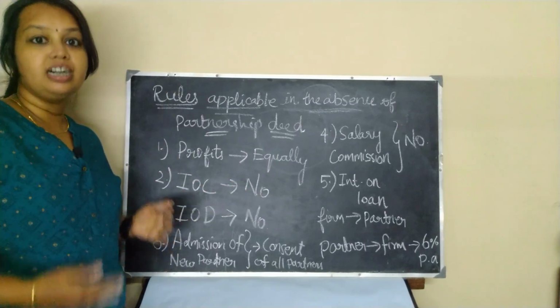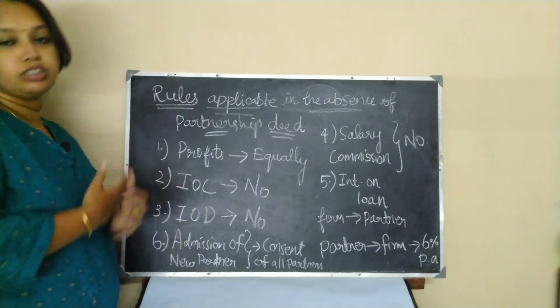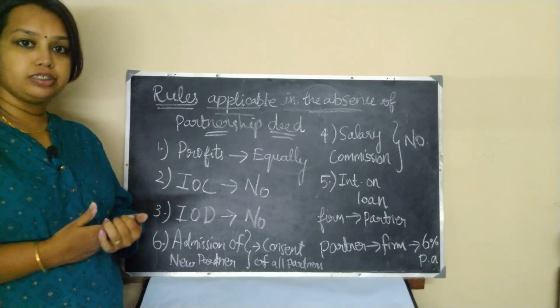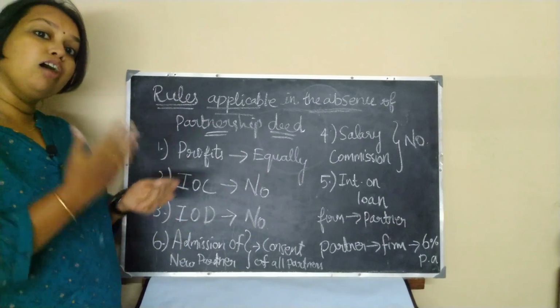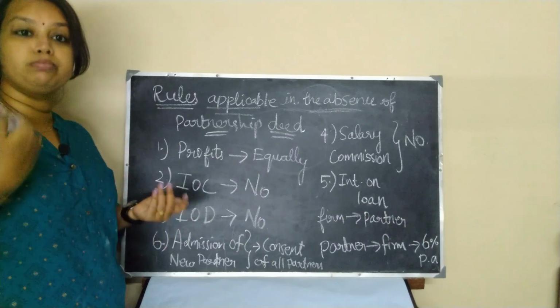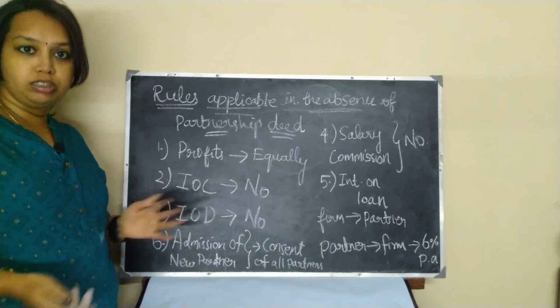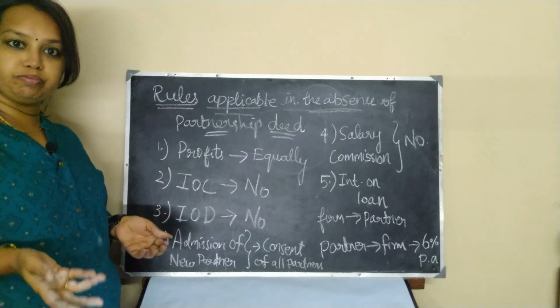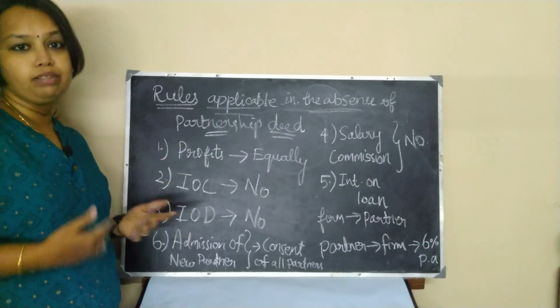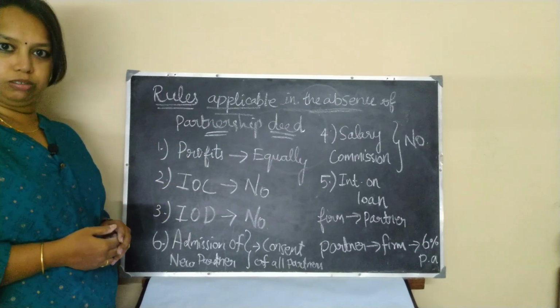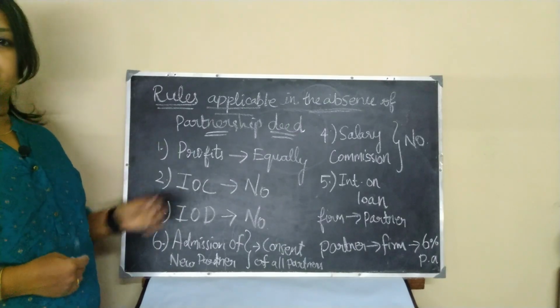Now we will see the rules applicable in the absence of a partnership deed. If there is a partnership deed, we will know the rules of how to divide the profits, how to take up the salary and commission. If there is no partnership deed, these are the rules that are applicable for partnership firms which have not got their partnership deed. Now we will see the rules. The first rule is profits.